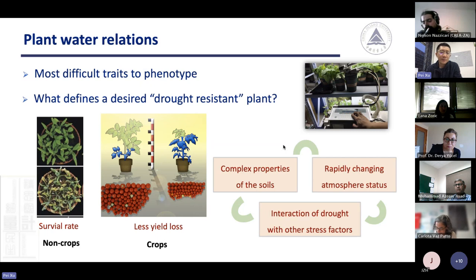For example, in the study of model plants, like Arabidopsis, we usually use the survival rate to measure the drought resistance level of a plant. But this definitely will not work for crops such as tomatoes, because we not only want to see the survival of the plant, but also less yield loss of the plant.